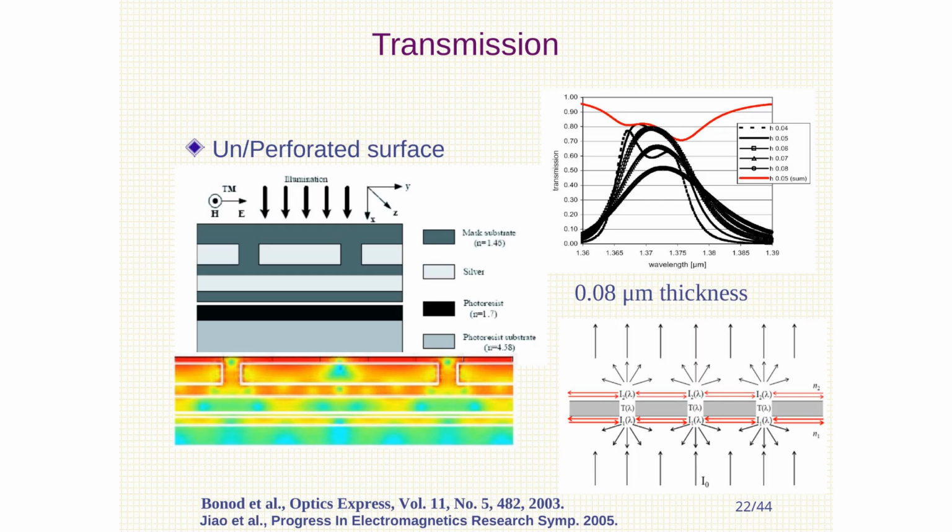Transmission through unperforated and perforated surfaces is crucial in optics. Bonnard et al. demonstrated this in 2003 with a 0.08 micrometer thick surface. Jiao et al. further explored these concepts in 2005, highlighting the impact on electromagnetic wave behavior. Understanding these principles aids in manipulating light for advanced optical applications.